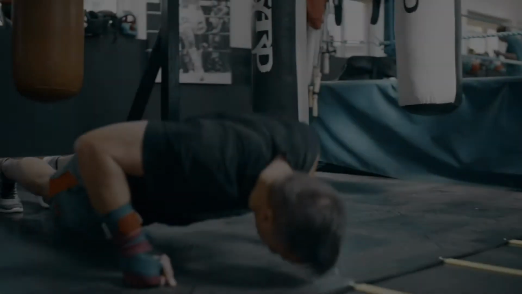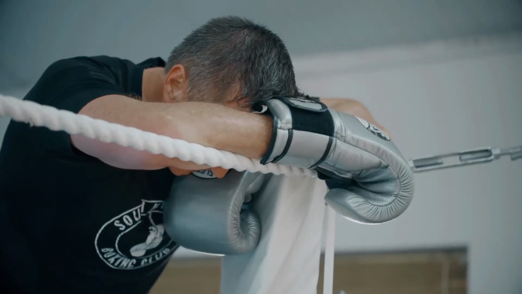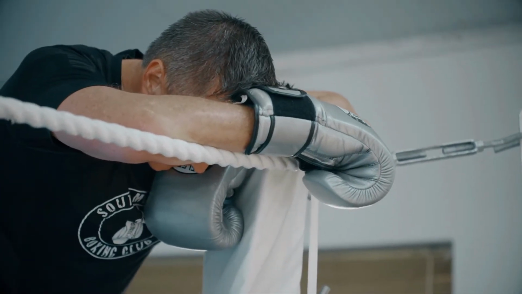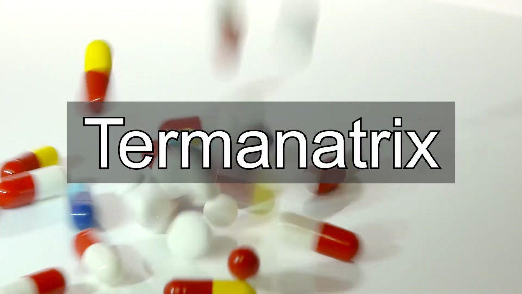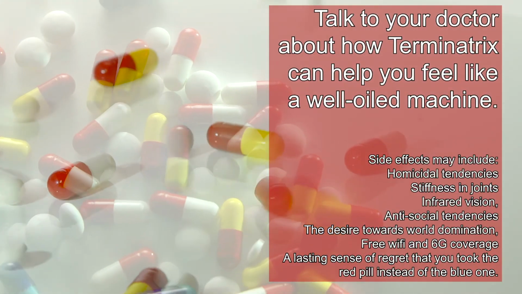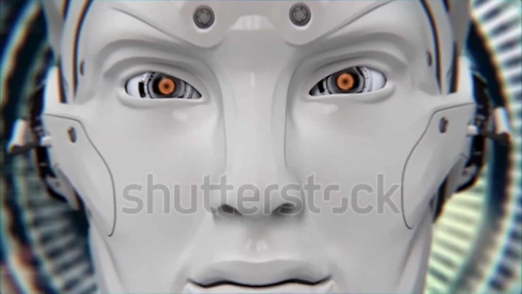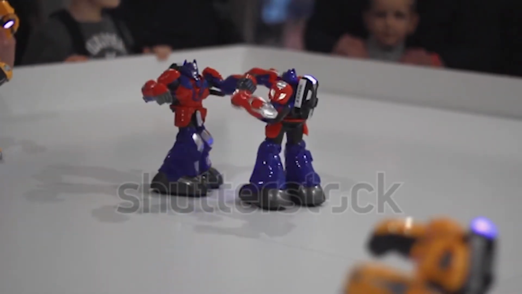I spent my entire life training to become a world-class boxer, but no matter what I did, it was never enough. Still, I had to find a solution. That's when my doctor told me about Terminatrix. Sure, it had some side effects, but I thought they were worth it at the time, so that I could become the baddest boxing robot on the planet. No one could defeat me. I was invincible! Pew, pew, pew, pew, pew.